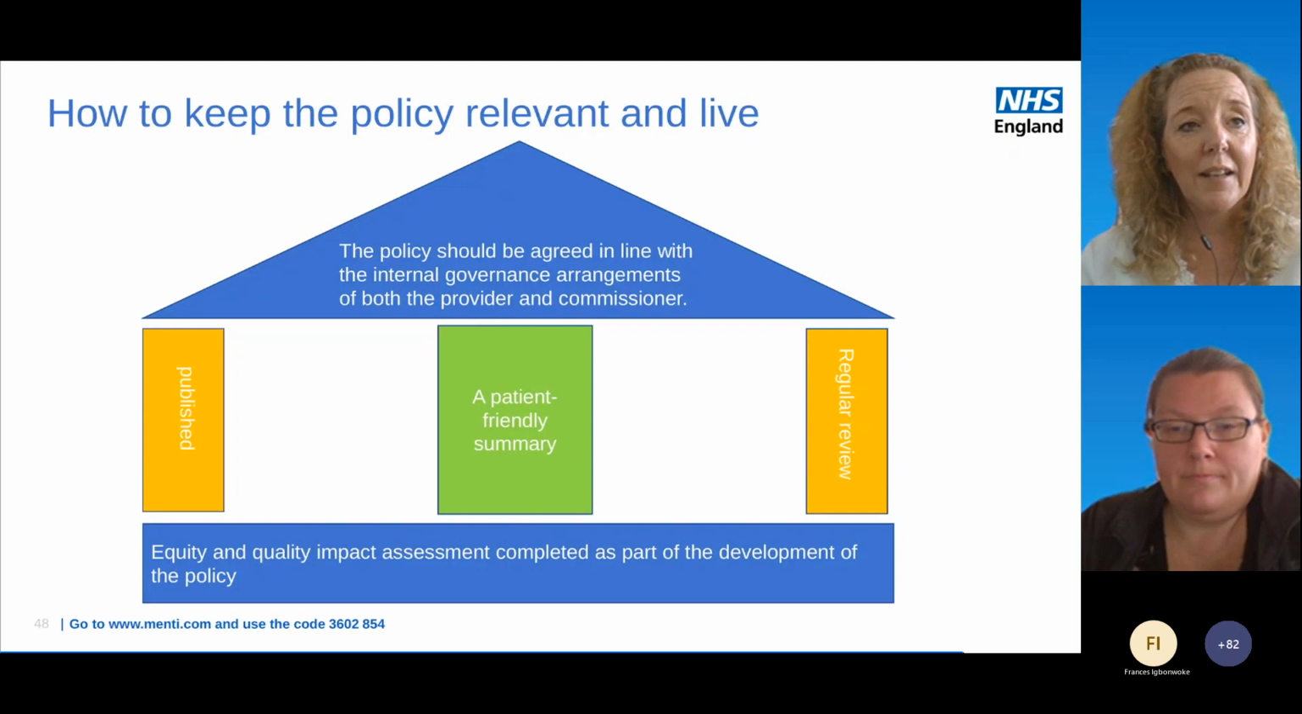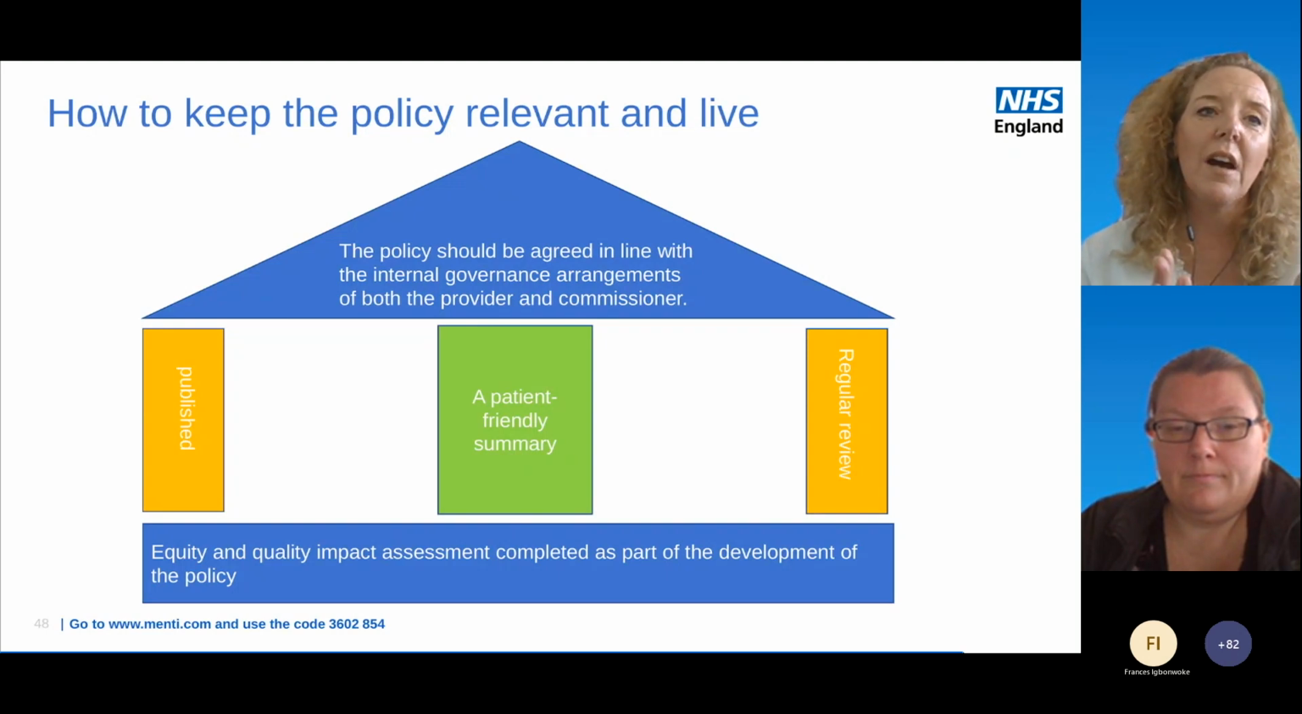And finally, and this might seem quite obvious, but it's to ensure that there is a regular review cycle in place, ensuring this is underpinned by baseline measurement.